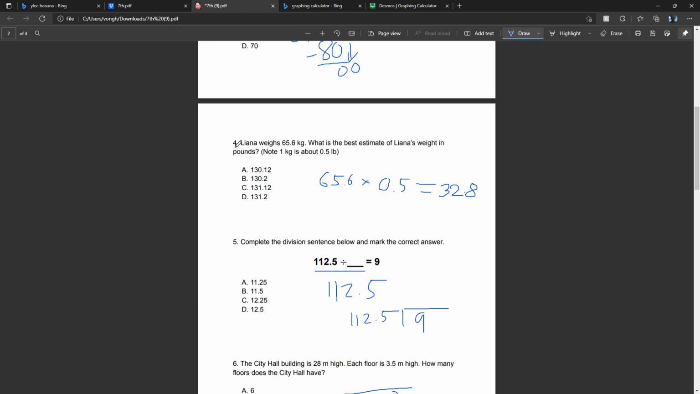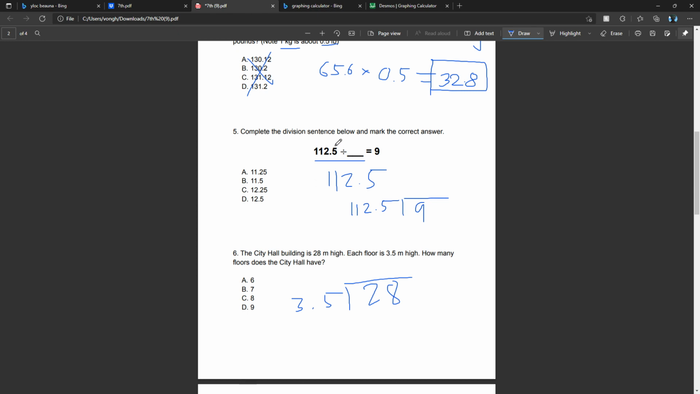Next one. This question was actually, like, none of these answers are correct. But so yeah, Liana weighs 65.6 kilograms. What is the best estimate of Liana's weight in pounds? And 1 kilogram is 0.5 pounds. None of these answers are correct, but all you have to do is take this, because we know that for every 1 kilogram, it's 0.5 pounds. So you just take 65.6 kilograms and you multiply it by 0.5, and you should get 32.8. So if you get this answer, good job.